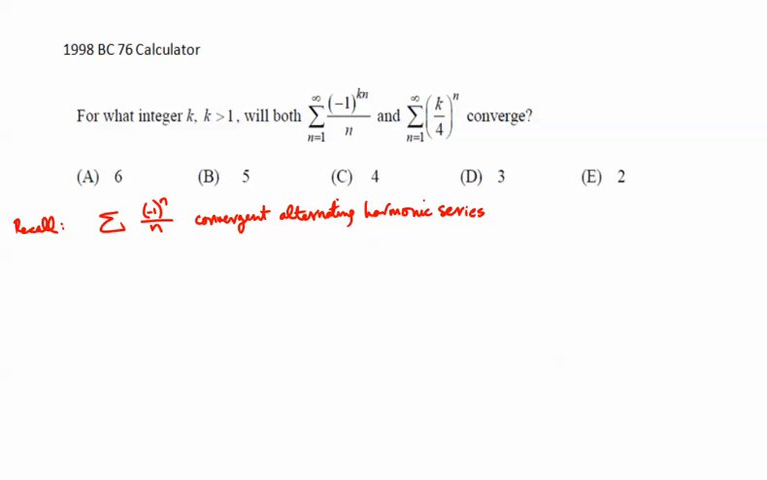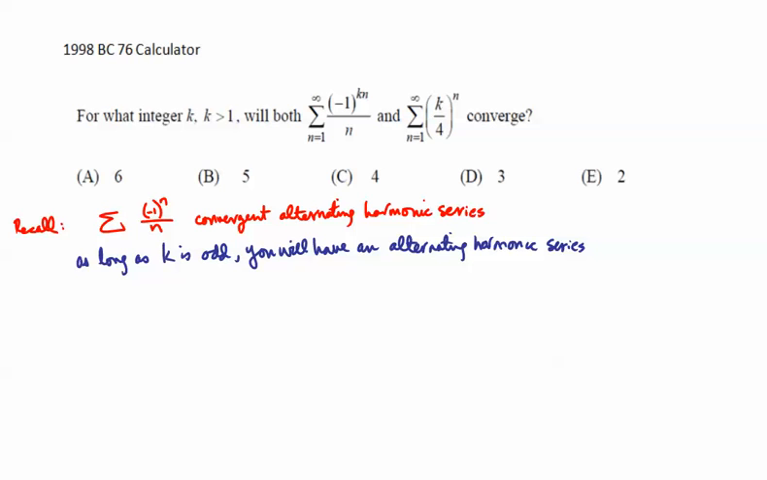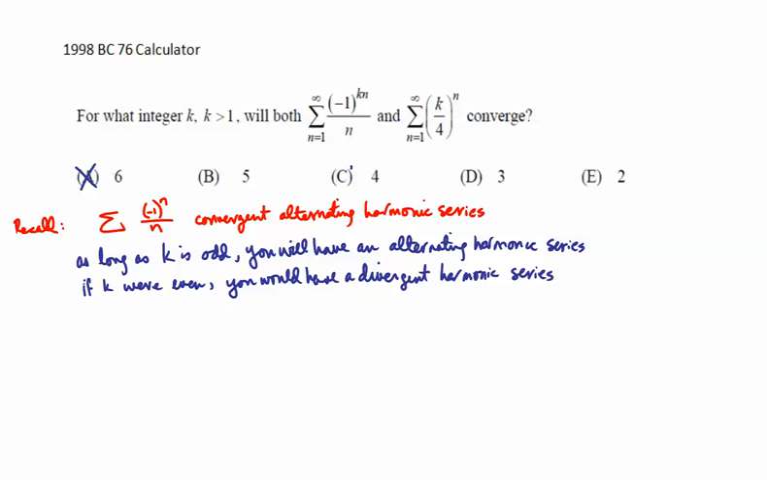So as long as k is odd, you'll always get an alternating harmonic series. If k were even, you would always get a positive harmonic series which would diverge. So from that we know that k has got to be odd. And so we can get rid of answers A, C, and E.